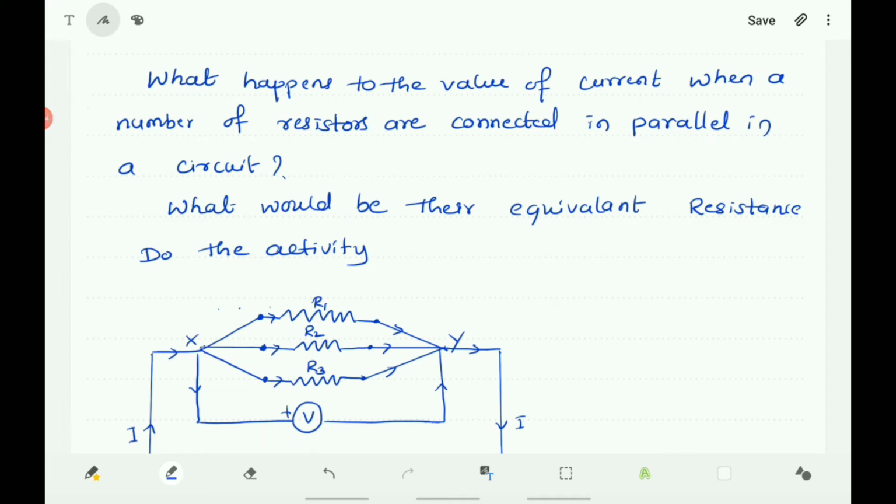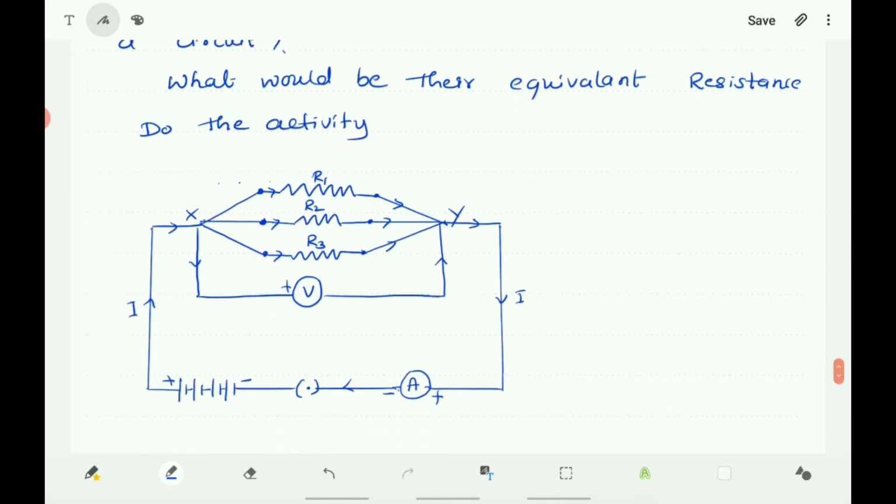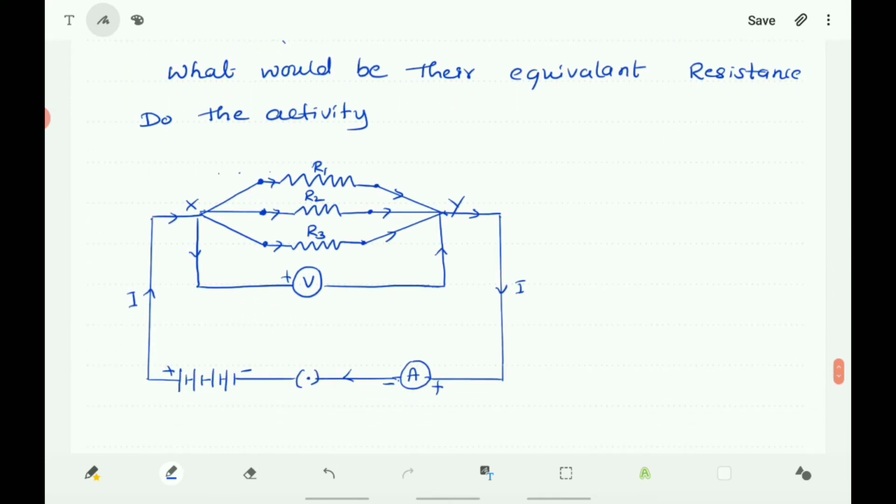What happens to the value of current when a number of resistors are connected in parallel in a circuit, and also what would be their equivalent resistance? To get this result, let us do an activity. Here, make a parallel combination.